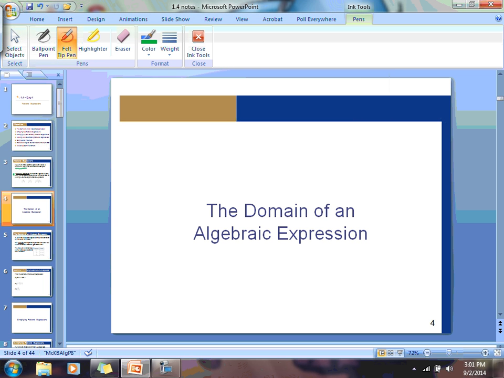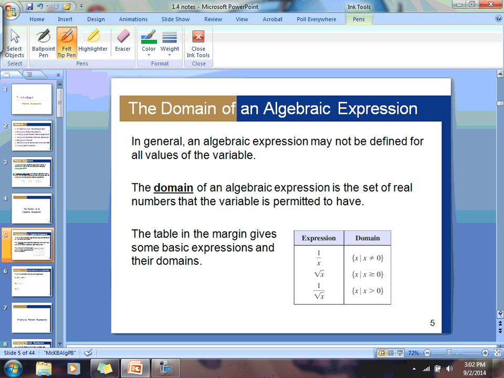Now, the next thing we have to talk about before we actually start simplifying an algebraic expression is what the domain is. The domain of an algebraic expression is the set of the real numbers that the variable is permitted to have. So there's the definition right there. And this just ensures that the denominator of a fractional expression can't be undefined. So if you look over in this little box, which will be in your book as well, it gives you some examples.